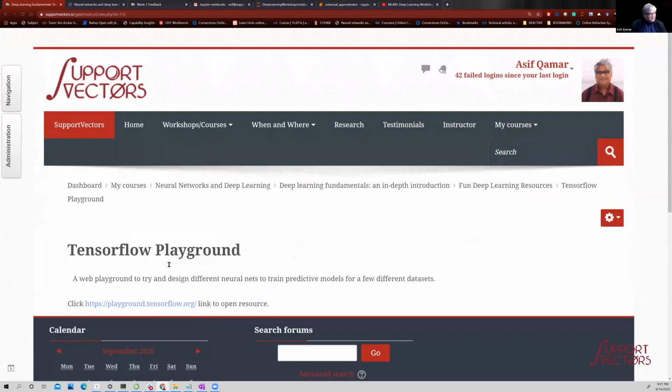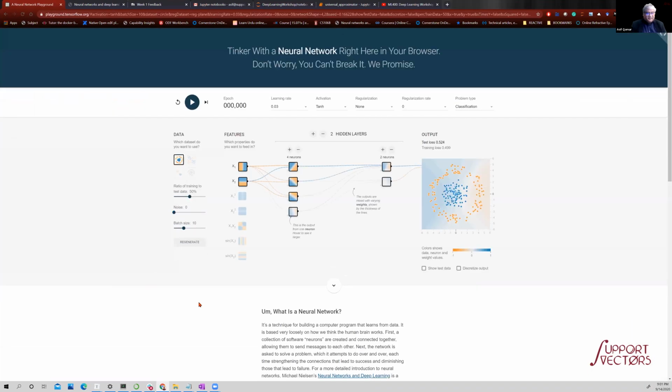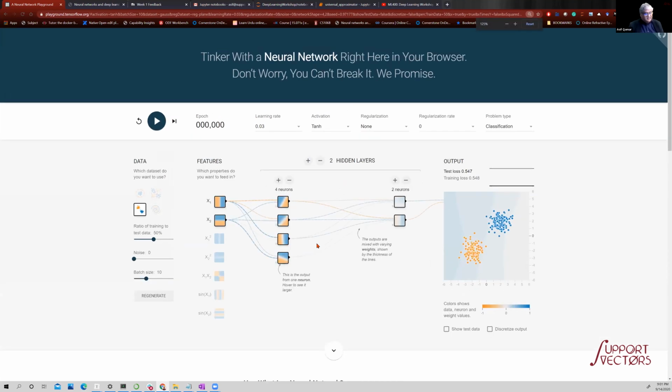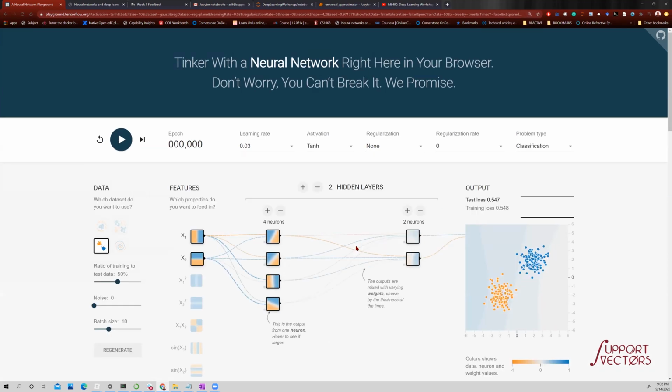Give me a moment. TensorFlow Playground. So here, guys, we have a few data sets. Let me start with this. Tell me if I should make my screen a bit bigger. Is my screen visible, guys? Yes. Right. Better.